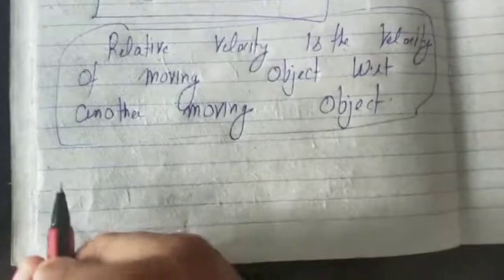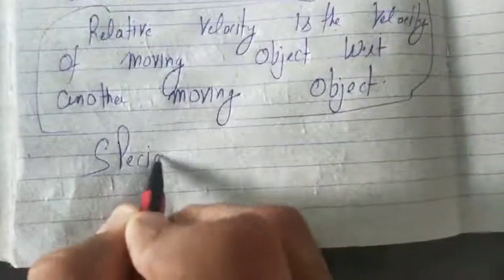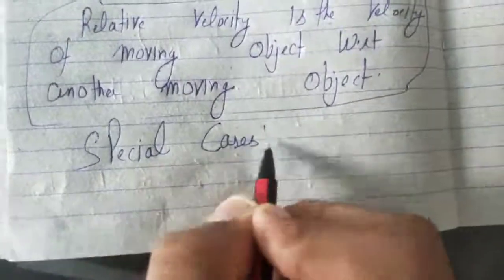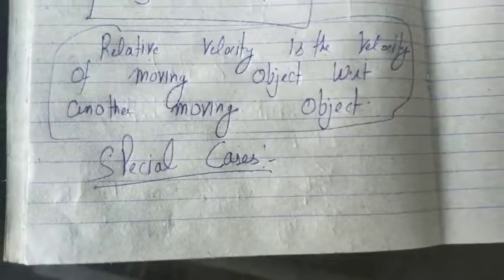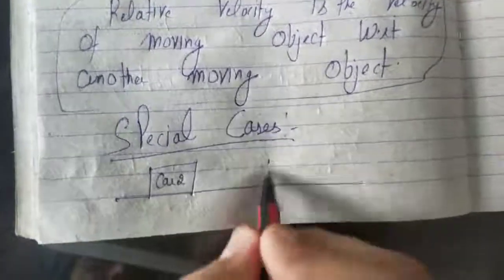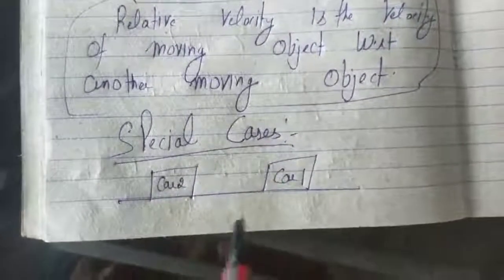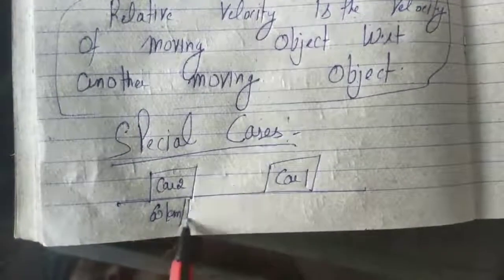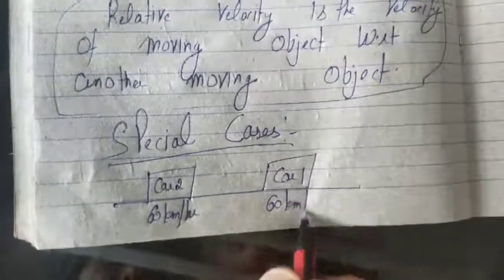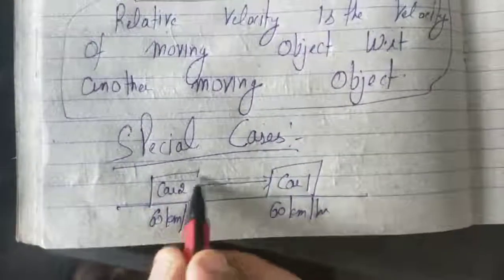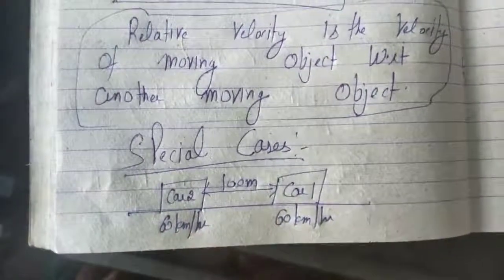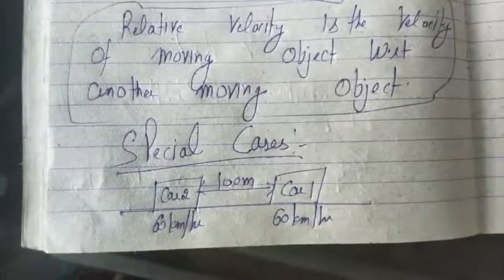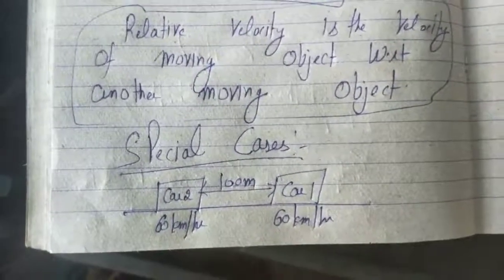Now we will discuss some special cases. Suppose there are two cars which are moving on the road. There are two cars, car number 2 and car number 1, at some distance from each other. Suppose each is moving with 60 km per hour, and the distance is 100 meters. After 1 hour, what will be the distance between them? It would be 100 because they are moving with the same speed.